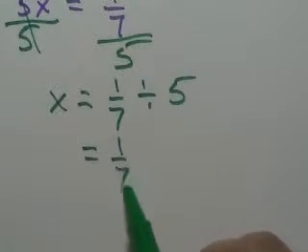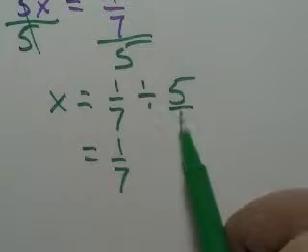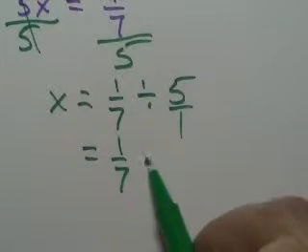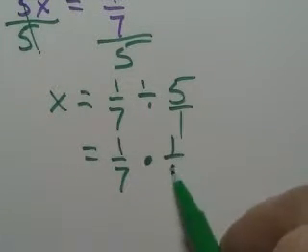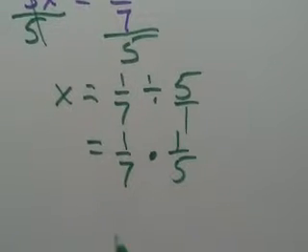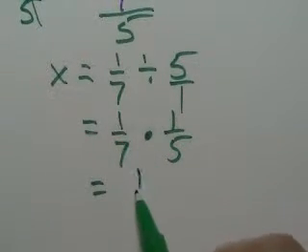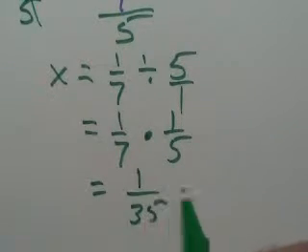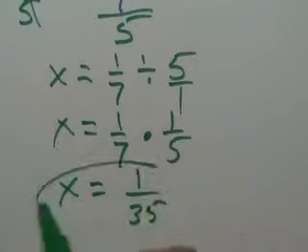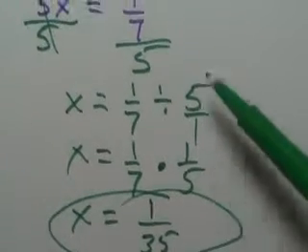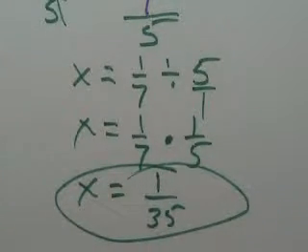Well, that's the same thing as 1/7. Let's see, there's a 1 under there. Times, and then I do the reciprocal, 1 over 5. And then you can see your answer is going to be 1 times 1 is 1, and 7 times 5 is 35. Okay, but there's an easier way than this.